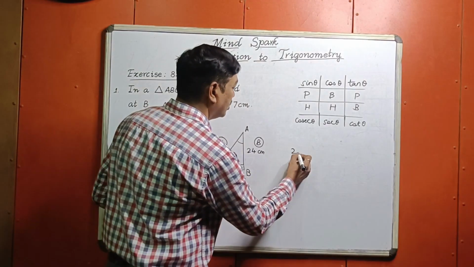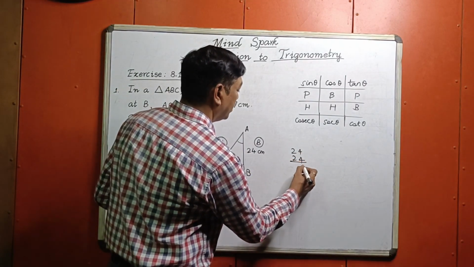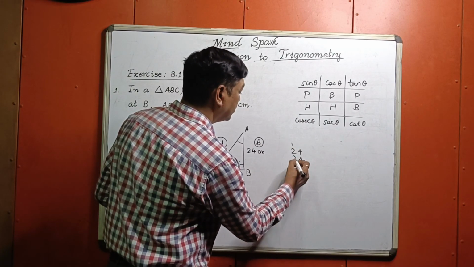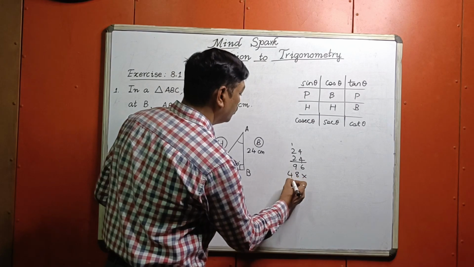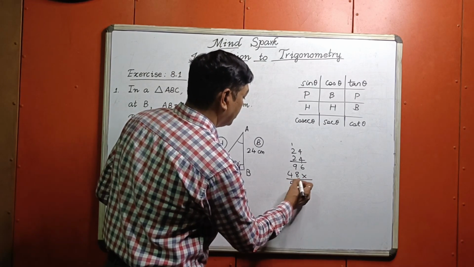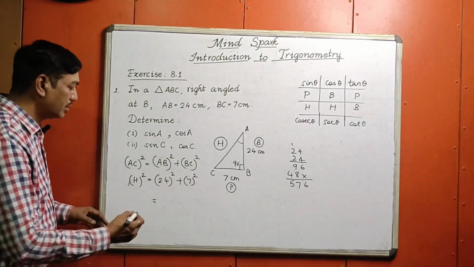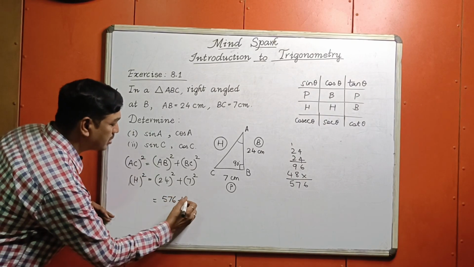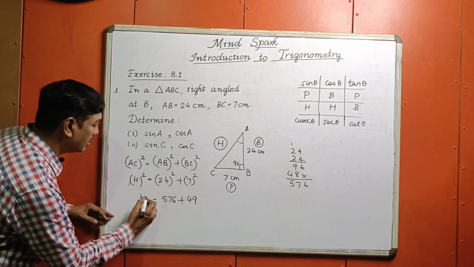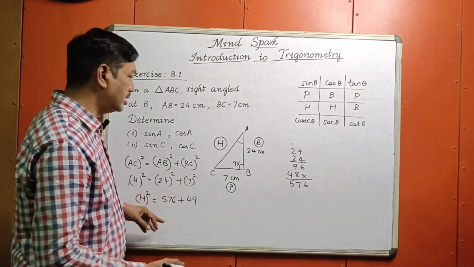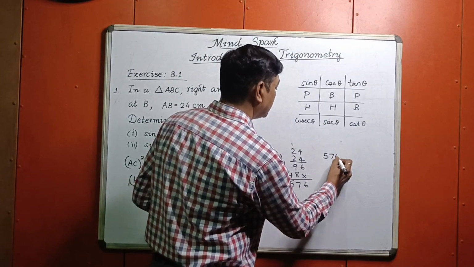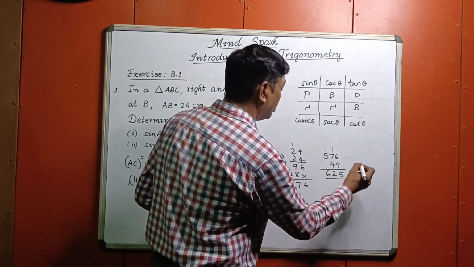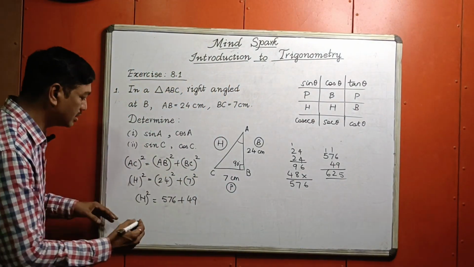24 square is 24 into 24. 4 4s are 16. 4 2s are 8, 8 plus 1 is 9. 2 4s are 8. 2 2s are 4. You will get 576. So it is 576 plus 49, that is your hypotenuse square. If we add these two, 576 and 49, how much will you get? 625. When you add, you are going to get 625.